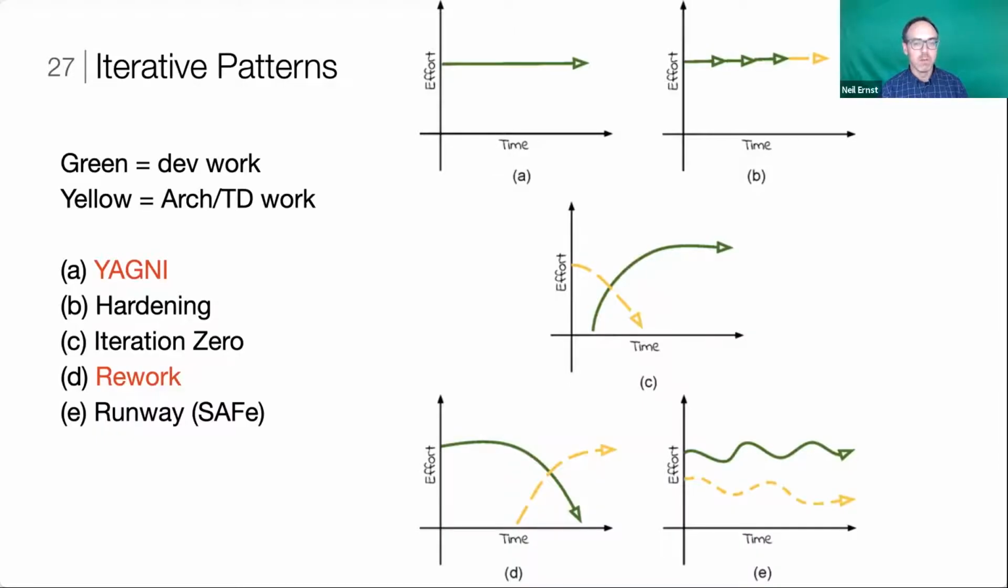Iteration 0 is the idea that before we even start working on features, we're going to have an iteration where we just start thinking about what the design of the system should look like. So that's the one in the middle. We start with architecture, then we scale that down and then build up the feature development.